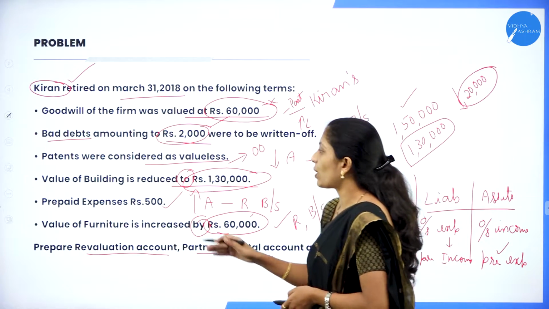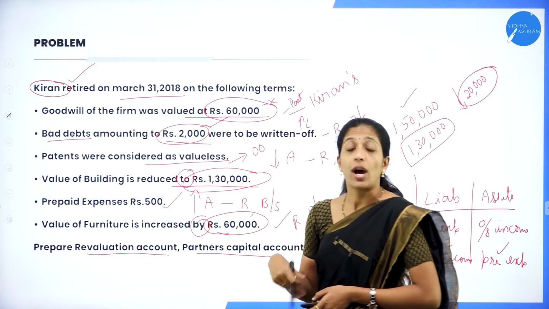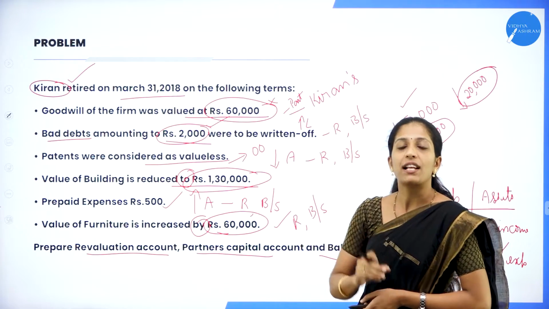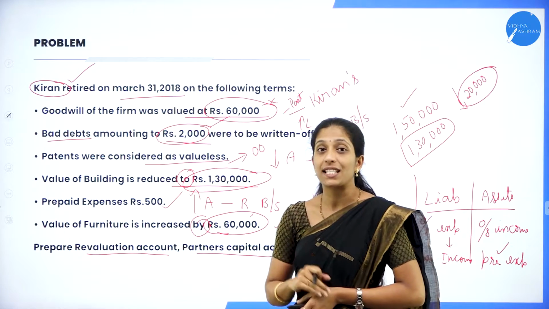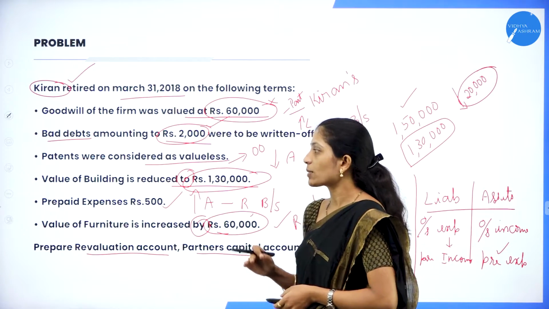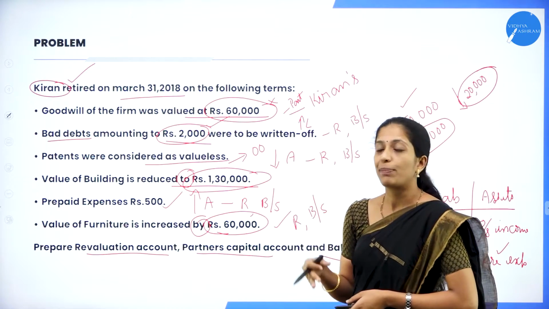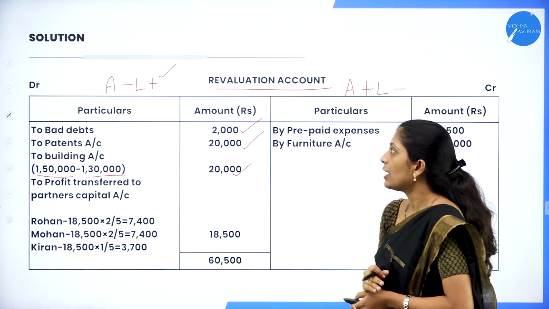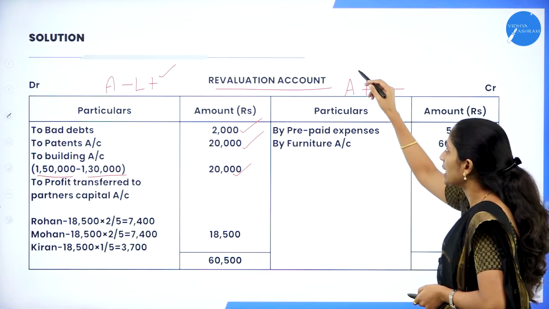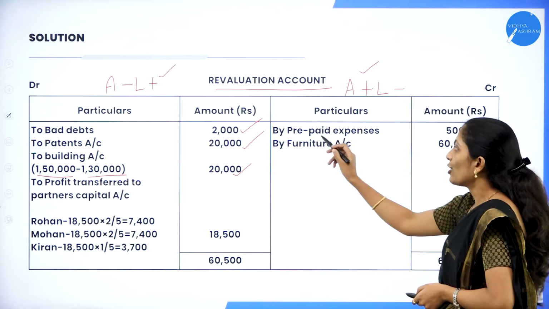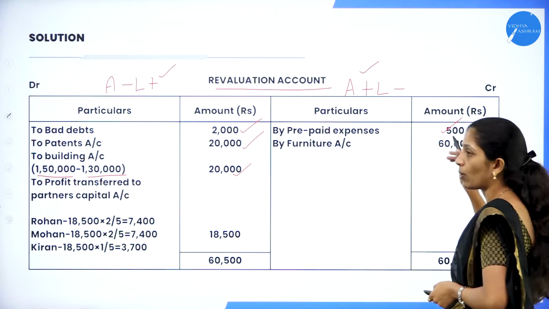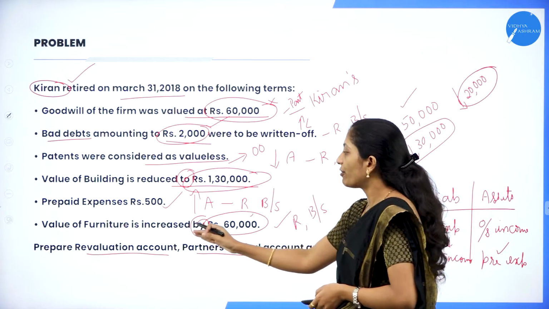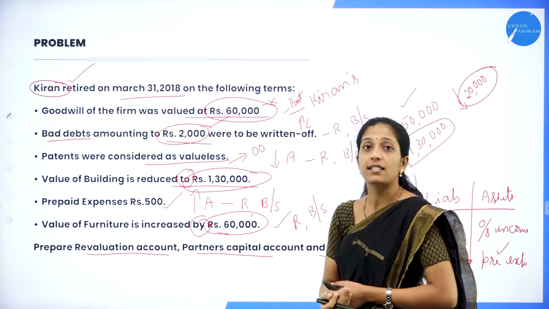And the next one is what? Prepaid expenses. So I have already told you it's an asset. In the balance sheet they have not given prepaid expenses in the asset side, but in the adjustment they are telling that there is a prepaid expense of rupees 500. It means what? Increase in asset. So where do we record increase in asset? A plus in the credit side. So by prepaid expenses, 500.